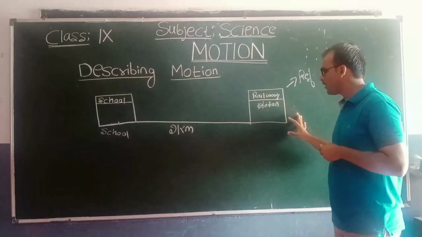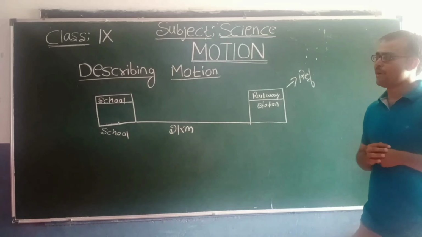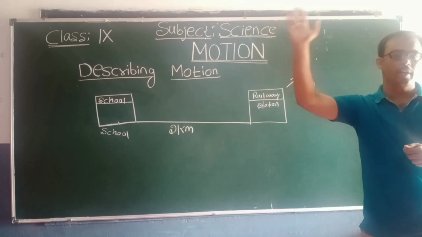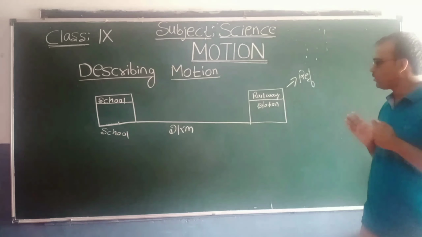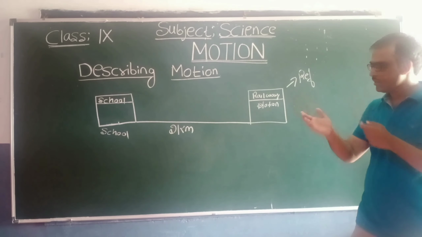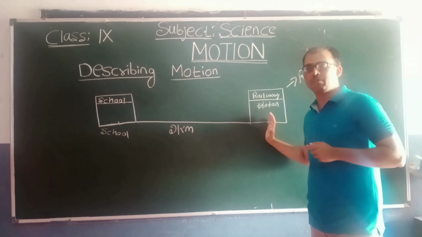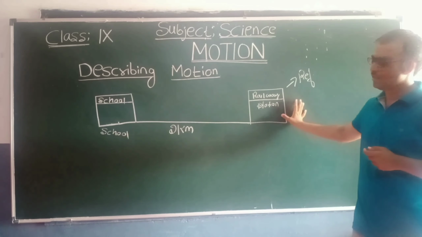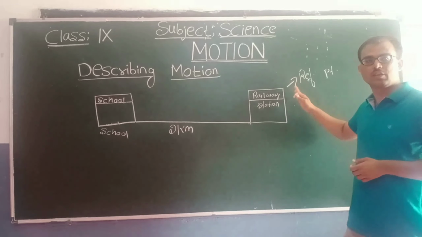So here in this case, the railway station is a reference point. You cannot say that my school is 2 kilometers or 3 kilometers. You can say that my school is 2 kilometers in the north from the railway station. What is the railway station here? The railway station is a reference point. So why are we using this reference point?